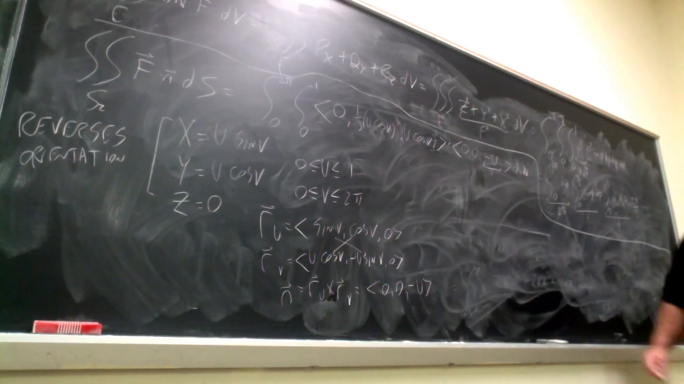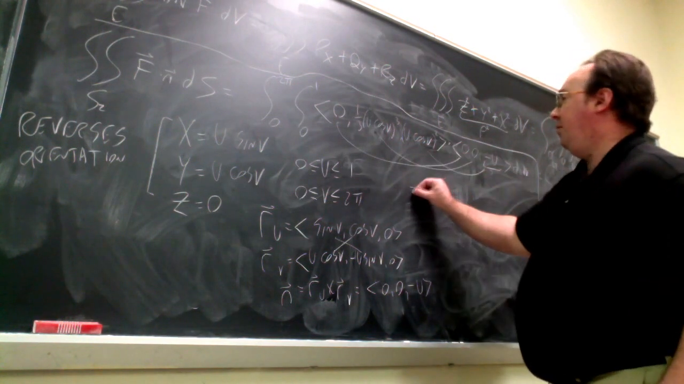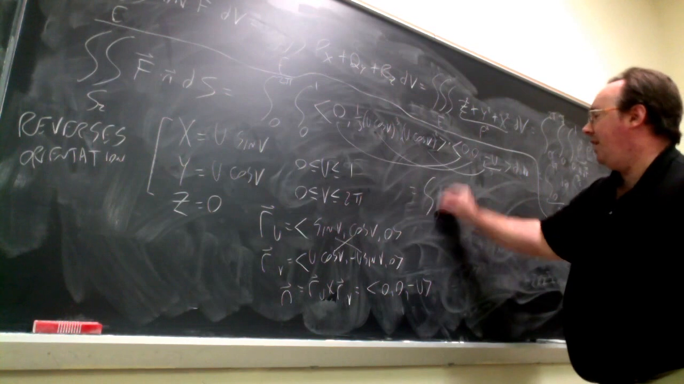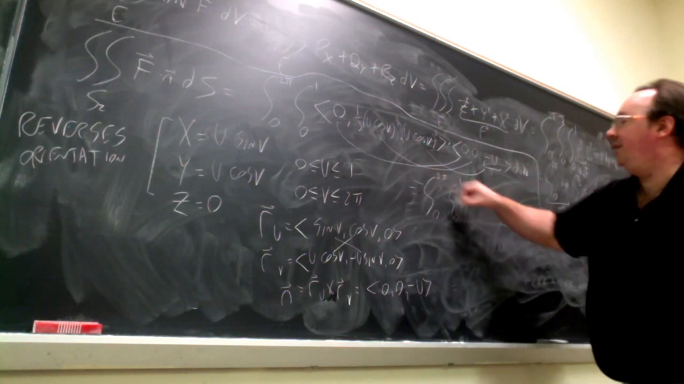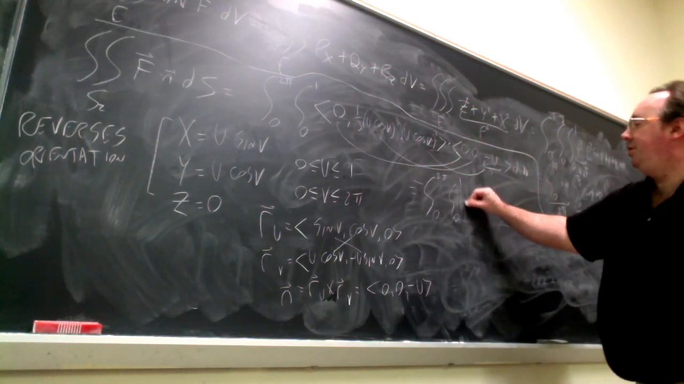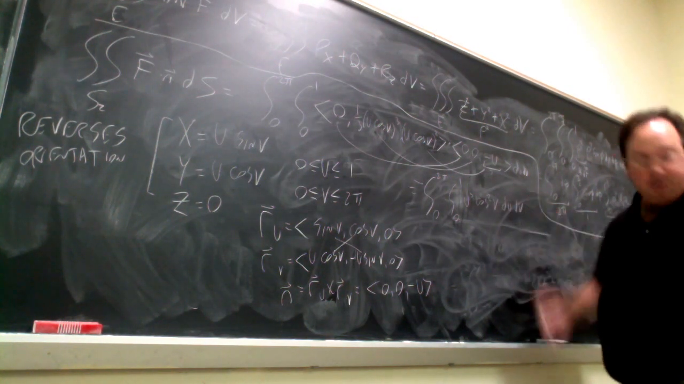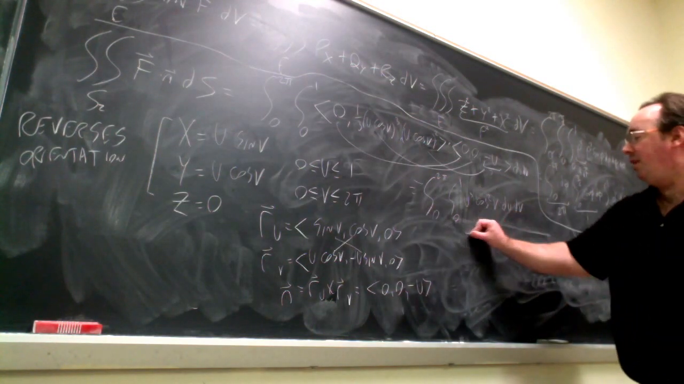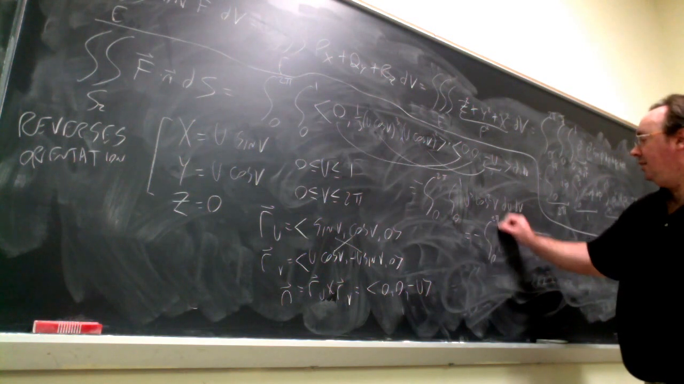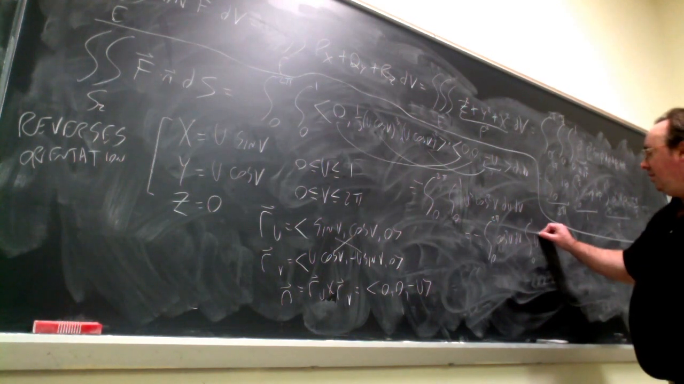And what remains is to take the dot product, multiply corresponding components, and add them up. Most things will go away because of all the zeros that we have. That's nice. And what you have is minus u cubed cosine squared v du dv. Did I even really agree with my notes? Yes, it does, shockingly. Okay. Now, this can be separated. So you have 0 to 2 pi cosine squared v dv times 0 to 1 u cubed du.